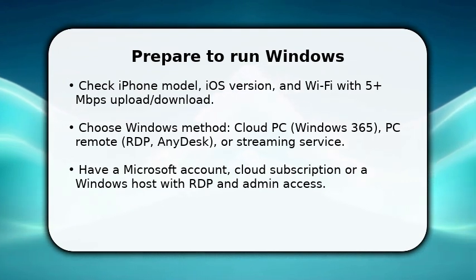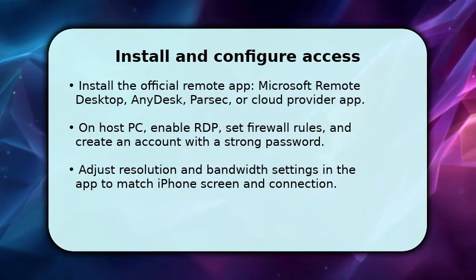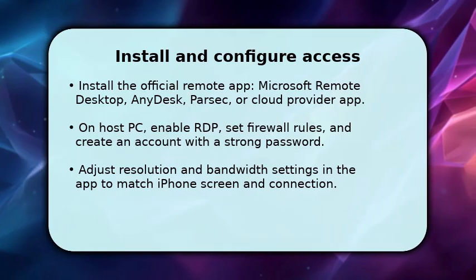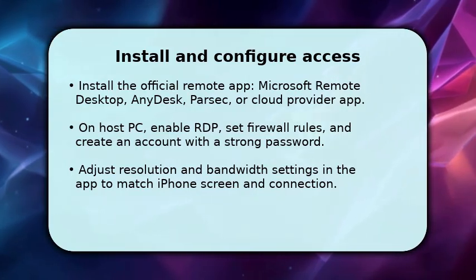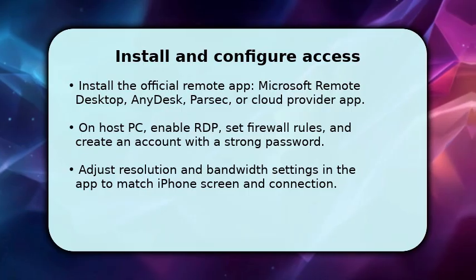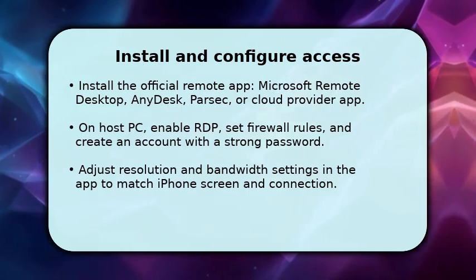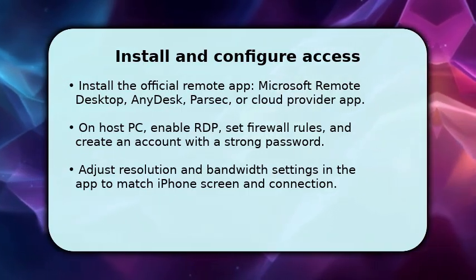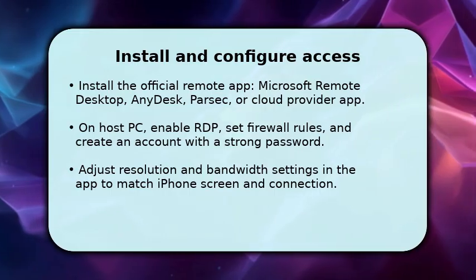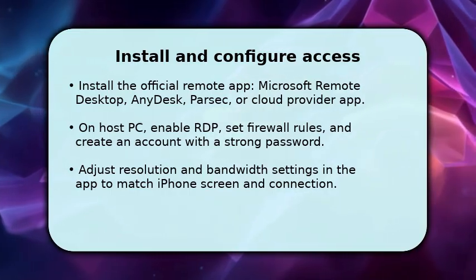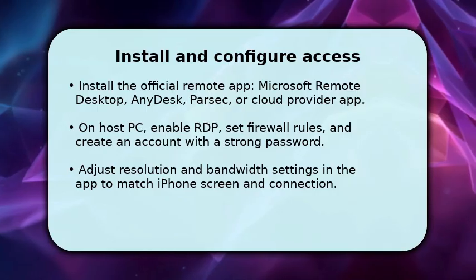Now install the remote client on your iPhone and sign in. If using your PC, enable remote desktop in system settings, add the user to remote desktop users, and open port 3389 or use a VPN. Make sure the firewall allows the app. For cloud PCs, provision the instance and note the login details.